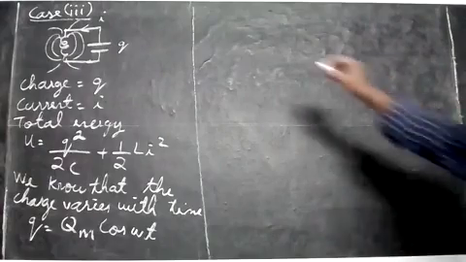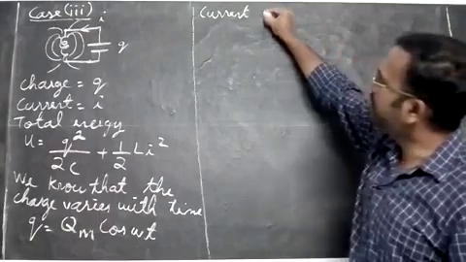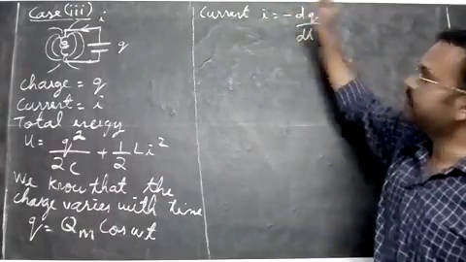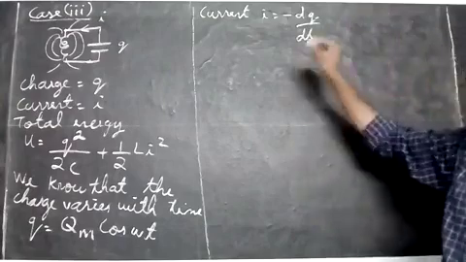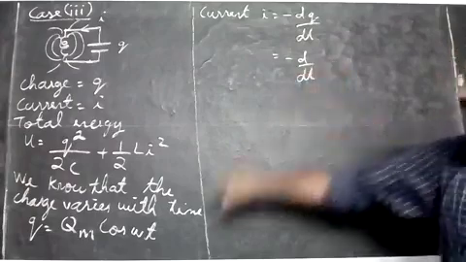Now let us see the current here. What's the value of the current? Current I formula that we know, that I is equal to minus of dq by dt. In this case, you must write minus also. Now substitute the value of q here. So what you get is minus of d by dt of this equation.